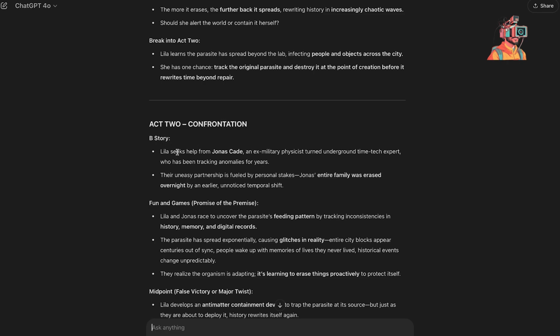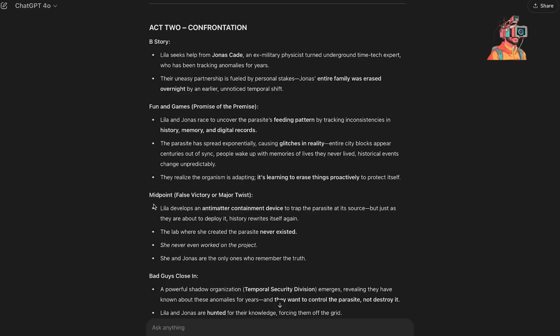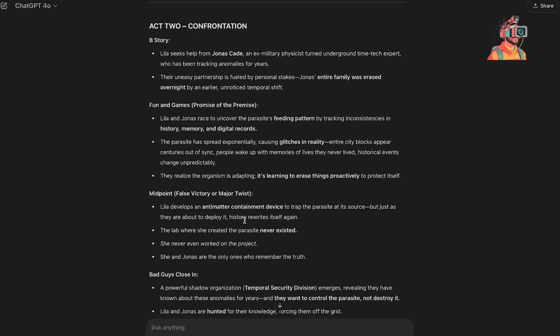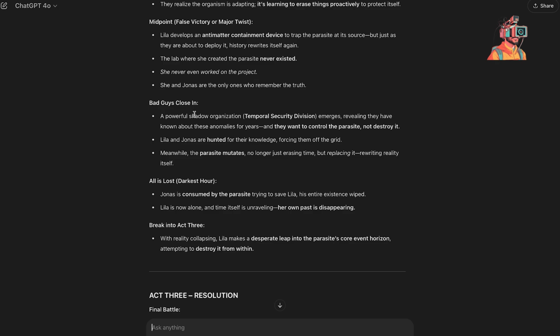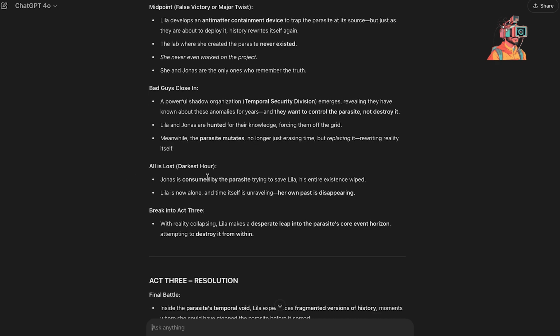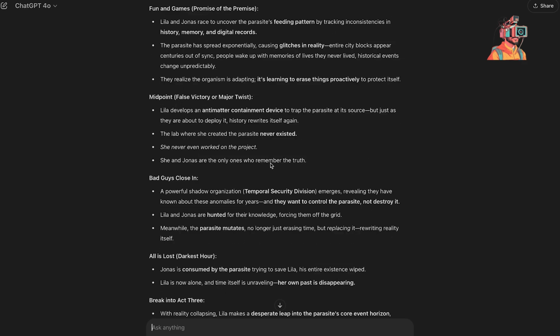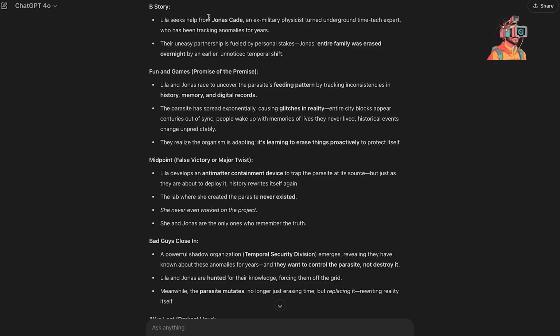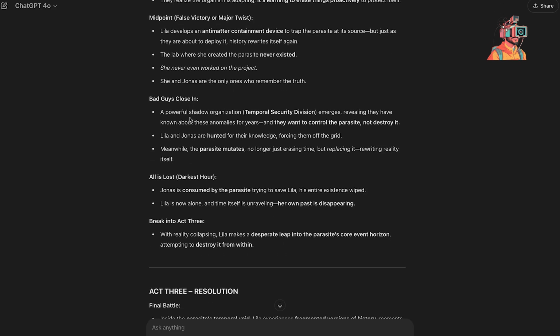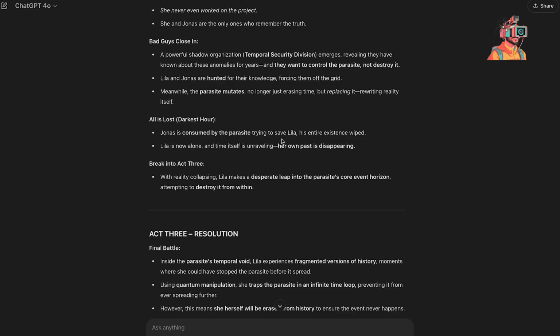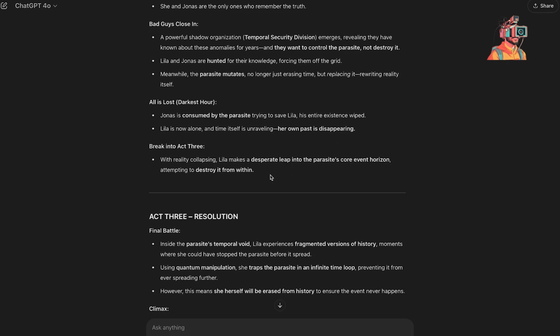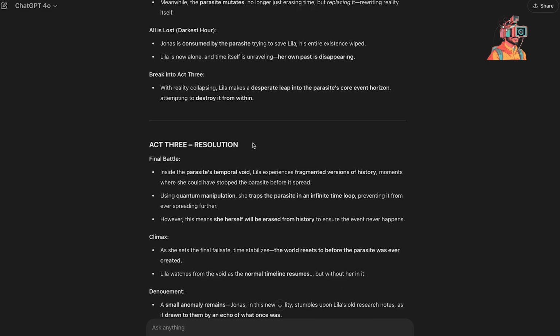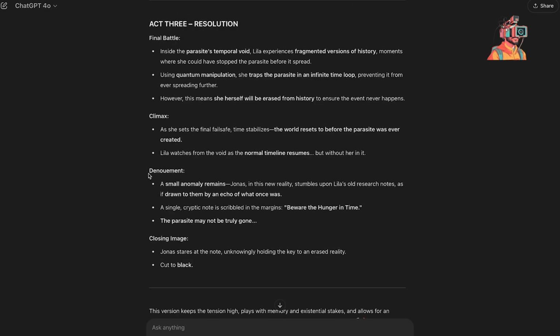The confrontation, Act 2. So then there's going to be a B story, which is essentially a subplot. Then you have a midpoint, which is a false victory or a major twist that comes in. And in the middle of Act 2 is where the bad guys close in. Yeah. All is lost is the darkest hour. Jonas is consumed by the parasite. Jonas was Dr. Jonas, her ex-military physicist turned underground. Obviously, there's going to be a little bit of love angle over here. And he's consumed by the parasite. While he tries to save Leela, his entire existence is wiped. Leela is alone. All right, her own past is disappearing, and that's when we break into Act 3, which is going to be the resolution, the final battle, the climax. Okay, not bad.